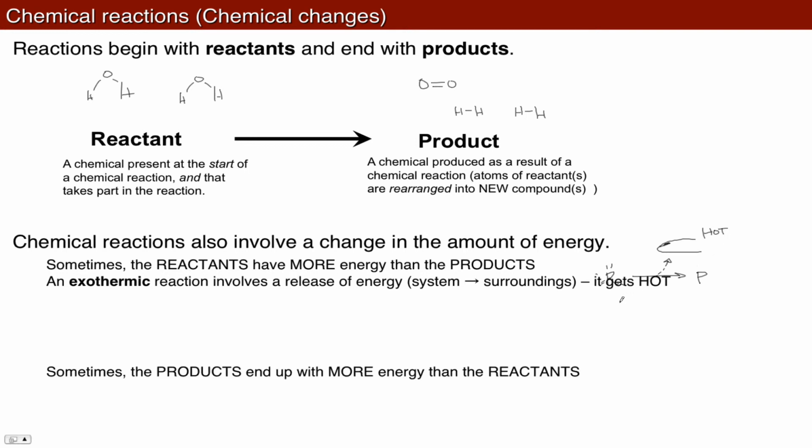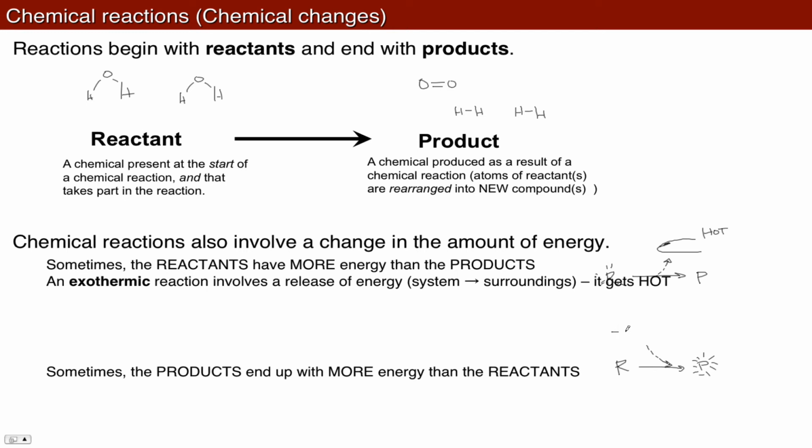Sometimes the products end up with more energy than reactants. Okay, so again, let's look at the same example. We have our reactants and we have our products. Well, in this case, the products have more energy than the reactants that went in. So this extra energy has to come from someplace, and it comes from the surroundings. It comes from outside and it goes in.